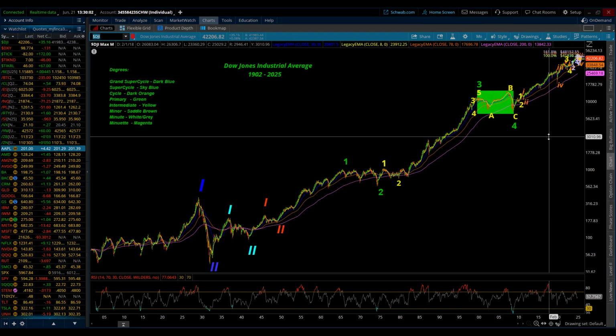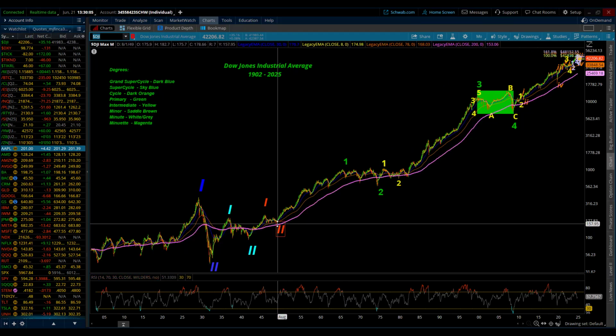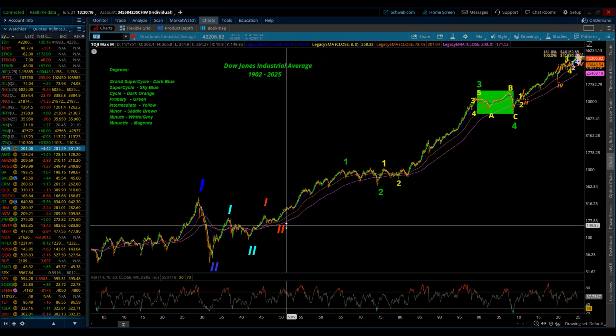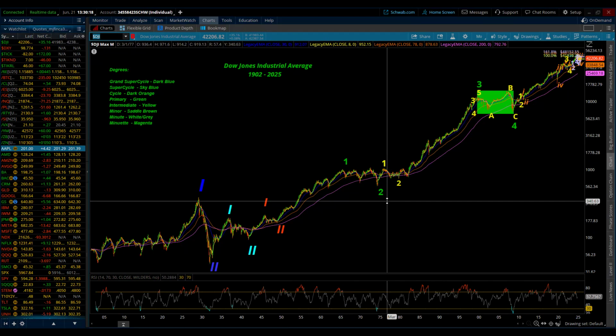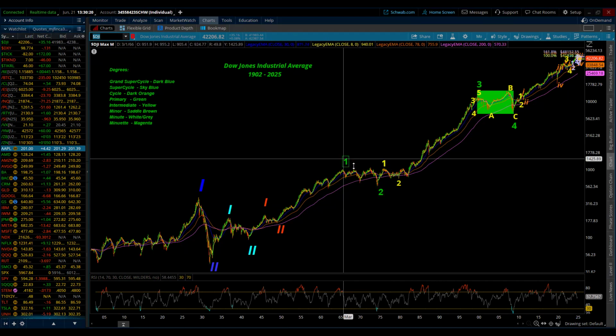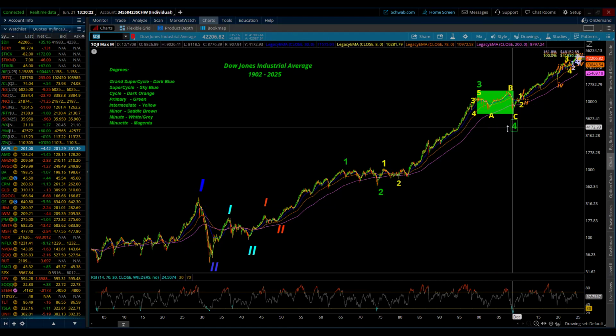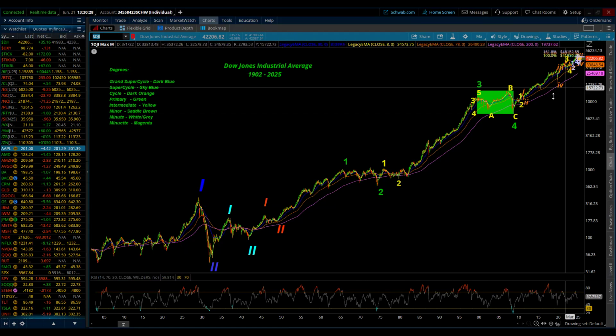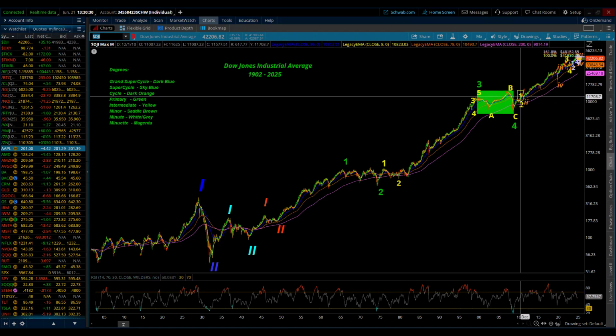So what we're working on is the completion of a cycle third wave. That cycle third wave began back in 1949, so it's been a long time in the making. Within cycle wave three, we have five waves of primary degree, of which one, two, three, and four are complete. So we're in primary wave five. To complete this cycle three, within primary five, we will be looking for five waves of intermediate degree.